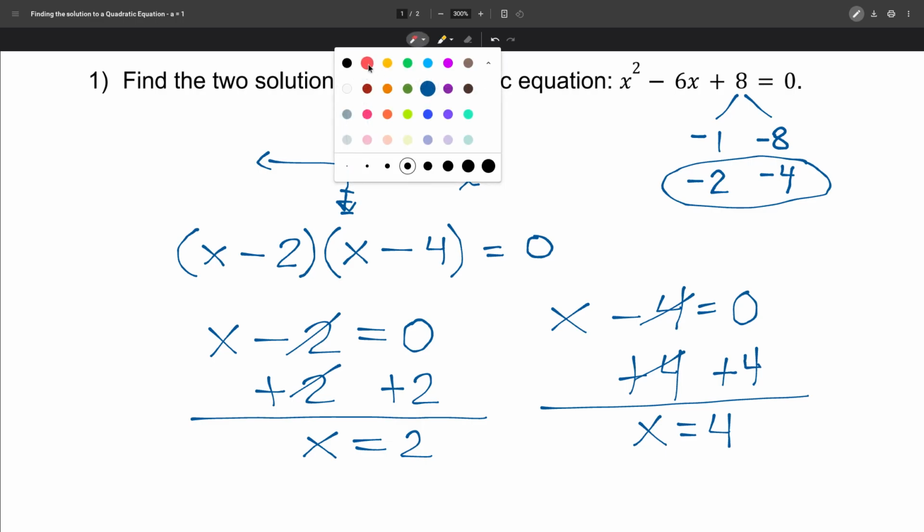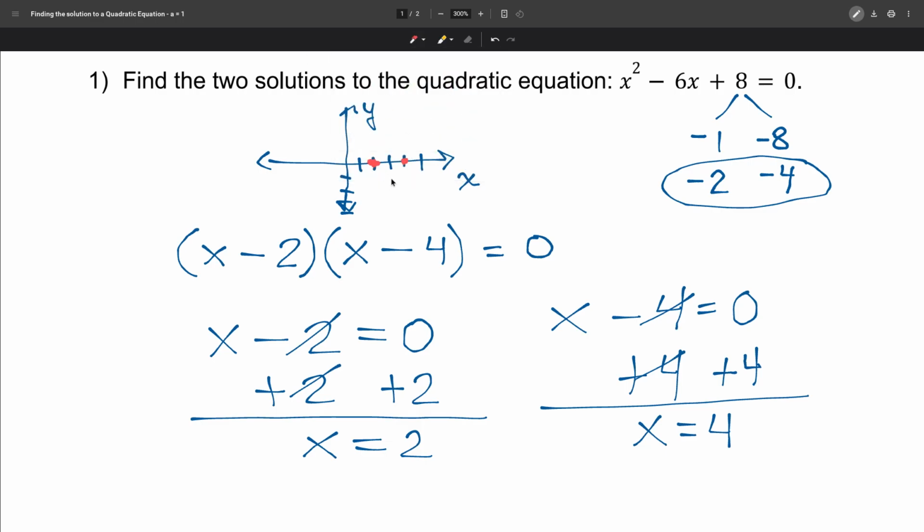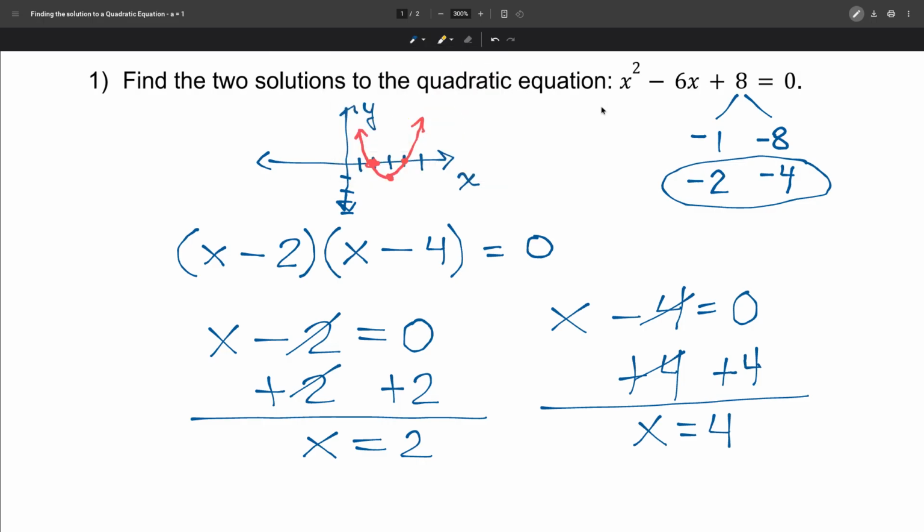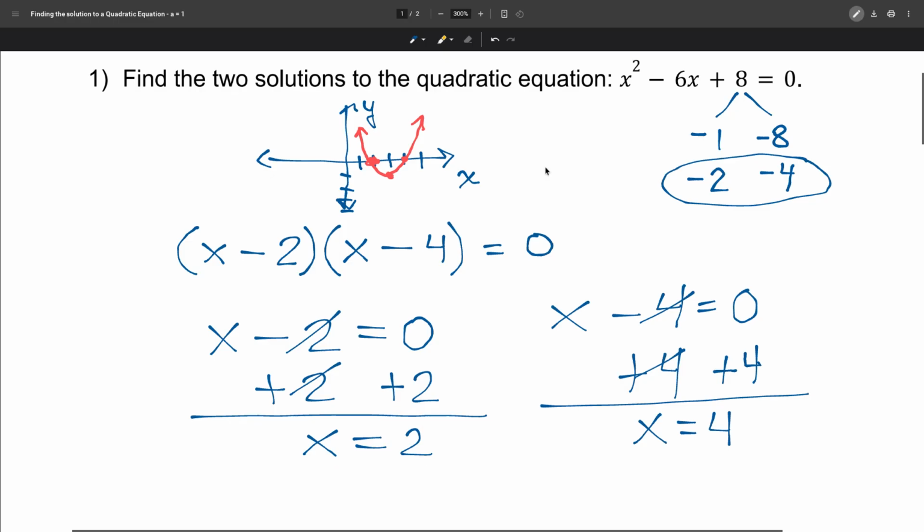So if we really want to do a quick sketch here, we have our vertex here, and we have something like this. The two solutions are where it crosses the x-axis. And if I drew this very well, it would have gone right through 2 there. But that's a rough sketch of our parabola. So when it says find the two solutions of the quadratic equation, you're finding the two x-intercepts, the two zeros, the roots, where it crosses the x-axis. Let's try some more of these so you can make sure you get the hang of it.